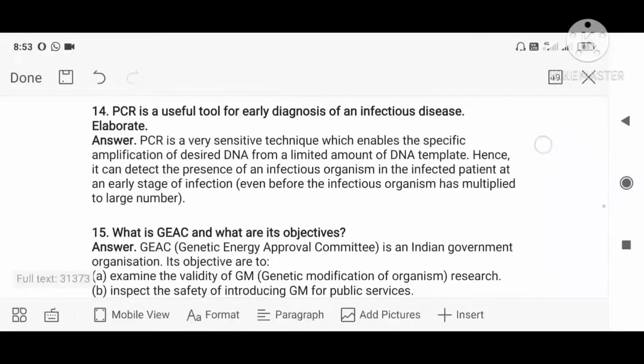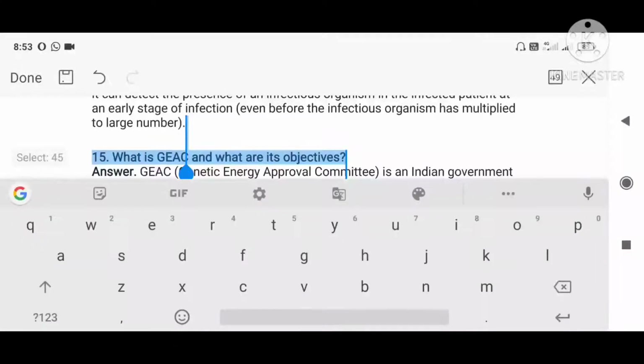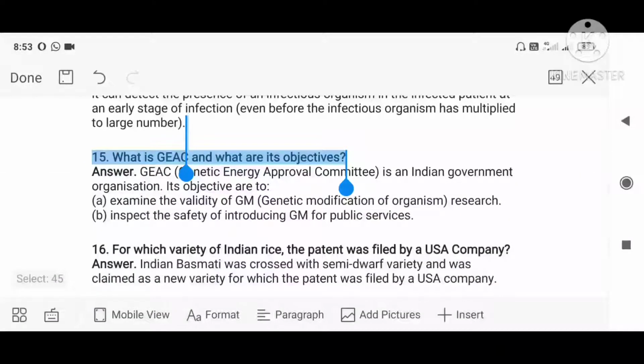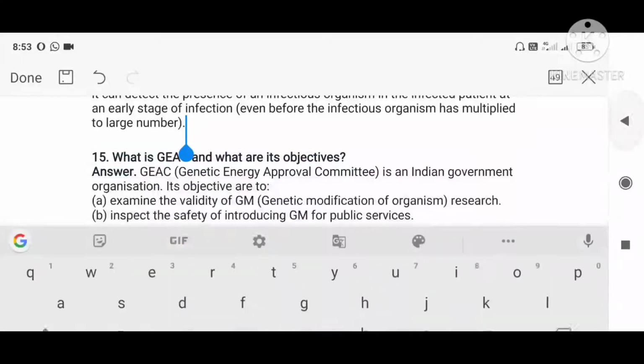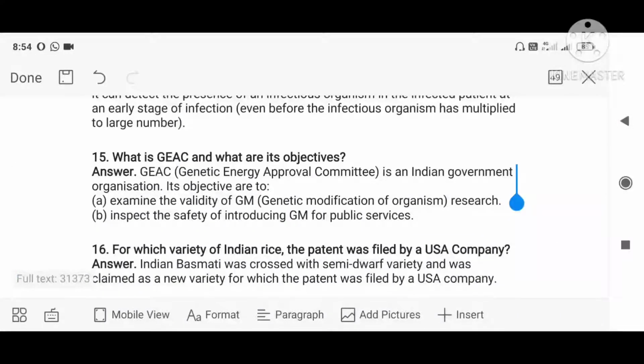Okay. What is GEAC? It is the Genetic Engineering Approval Committee. And what is its objective? Examine the validity of GM. GM is okay, it is not having any deleterious effect. That is what this committee is examining. And thereafter they inspect the safety of introducing GM for public services. First they will inspect, and if everything is okay, only then will they allow it to be released in the field or in the market.